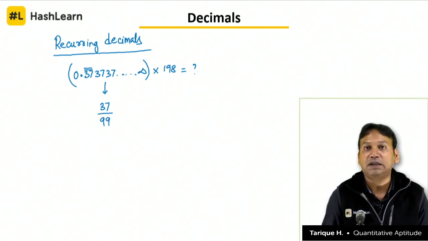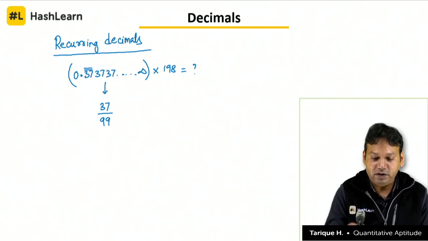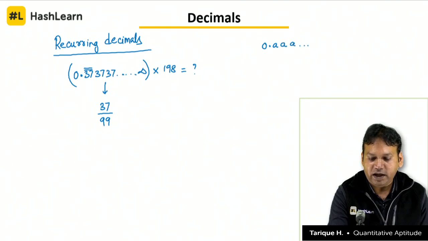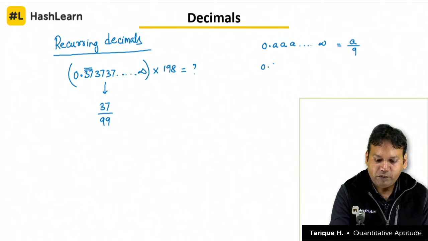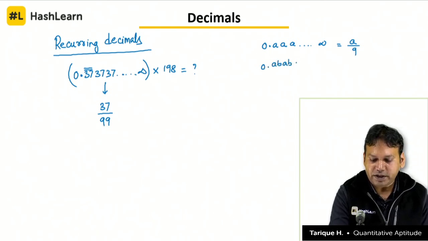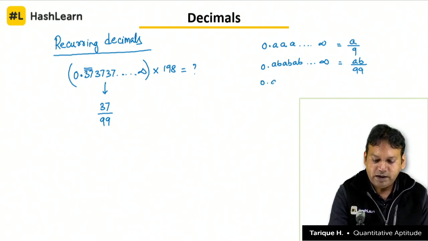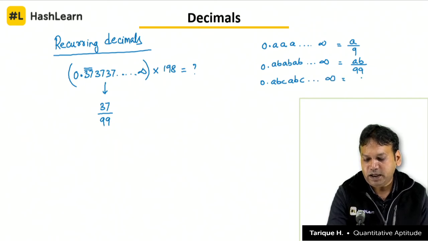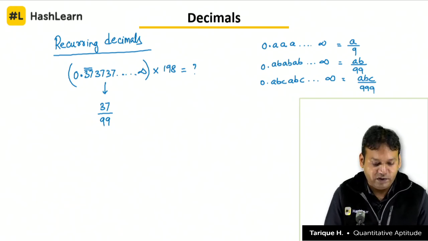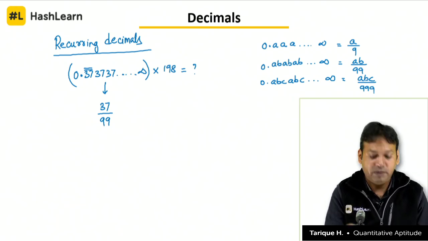Okay, so this is the concept of converting a recurring decimal into a fraction. So for example, point A. If A is repeating, it is equal to A by 9. If we say point AB, 2 digits are repeating here, it is equal to AB by 99. If we say point ABC, 3 digits are repeating now, it will be equal to ABC by 999. That is a very easy, very simple way of converting a recurring decimal into a fraction.